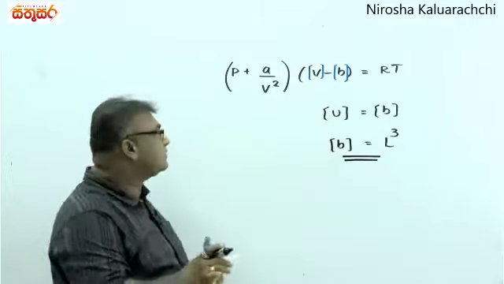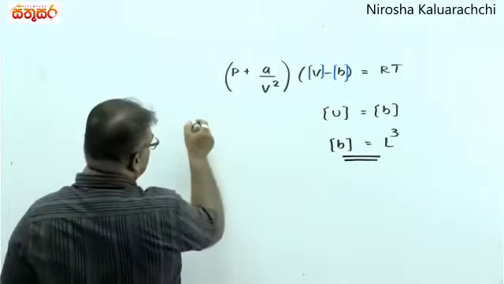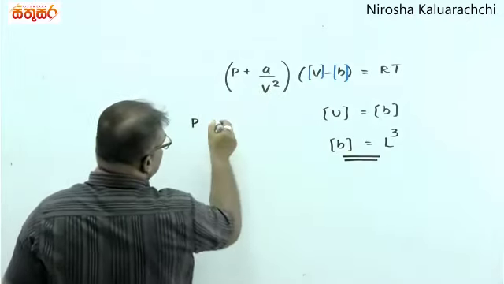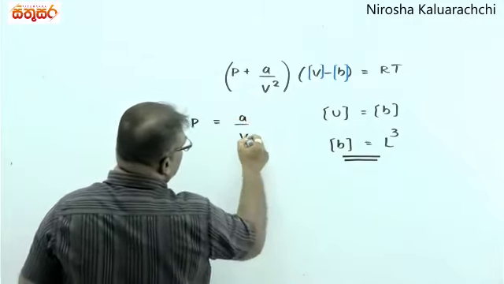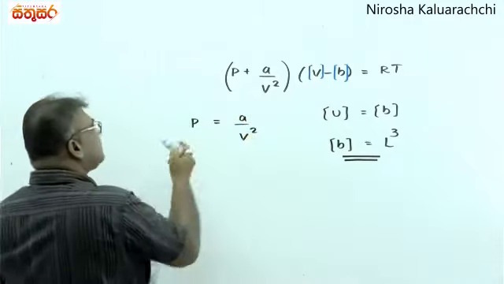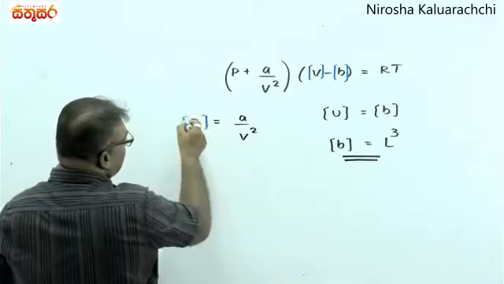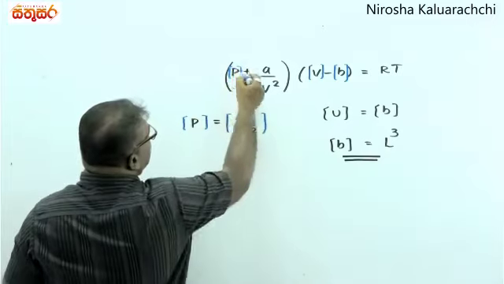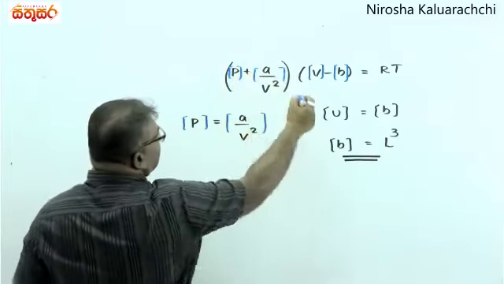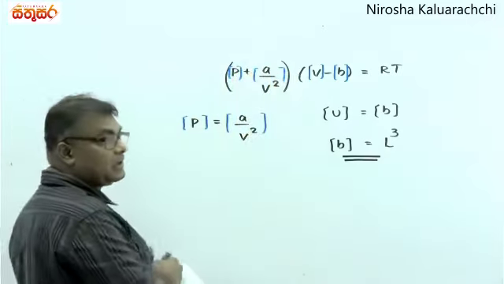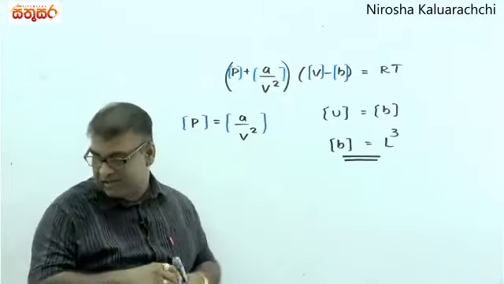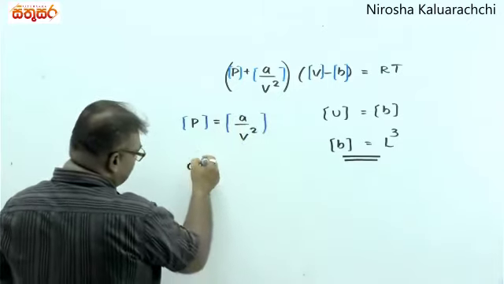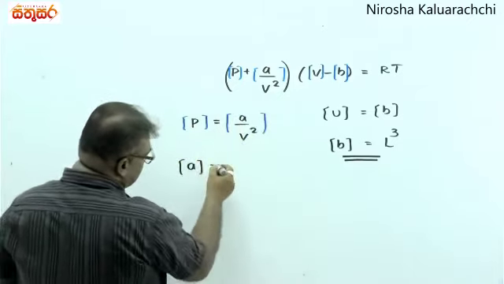Clear. And this one, P is added with A over V squared, right? Then dimensionally, this and this should be the same. Reason: addition or subtraction takes place only between the same physical quantities. Clear with that? Then simplify this one. We need A, so A is dimensionally equal to pressure times V squared.